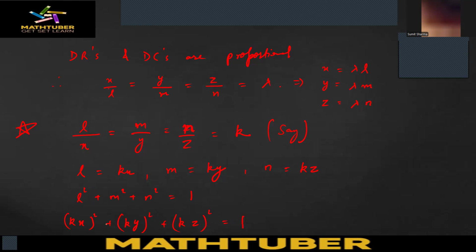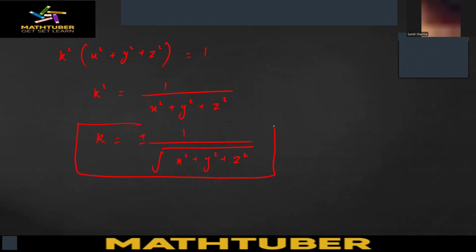And you can take k square common from these three. So you will get k square into x square plus y square plus z square is equal to 1. K square will be equal to 1 upon x square plus y square plus z square, and k will be equal to plus minus 1 upon under root of x square plus y square plus z square. So this is the value of k. Now if we have the value of k, we can easily find out the values of L, M and N, because they were kx, ky and kz, right?